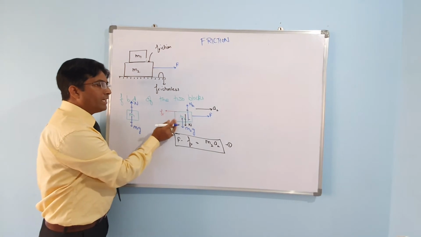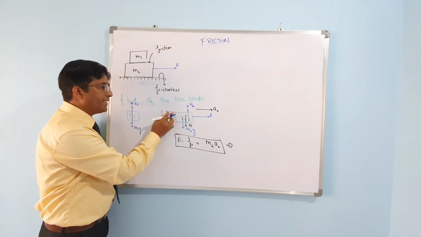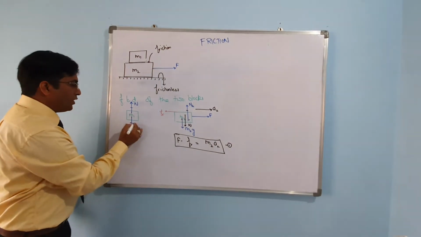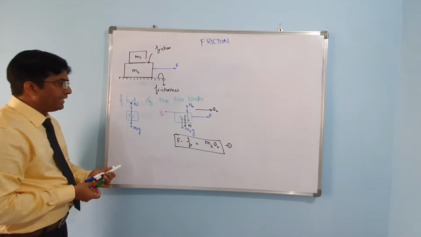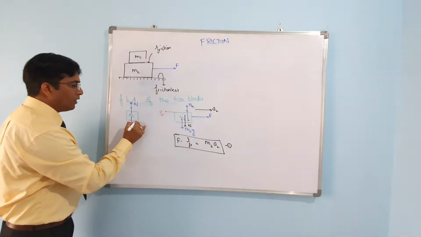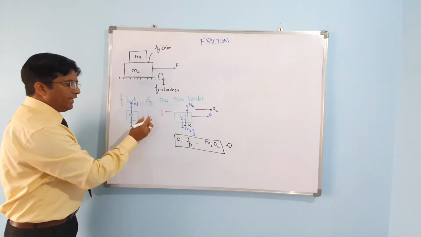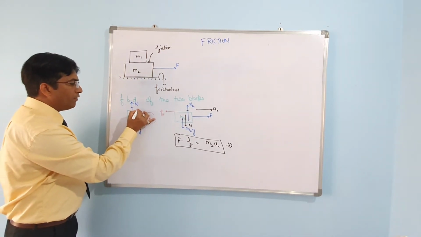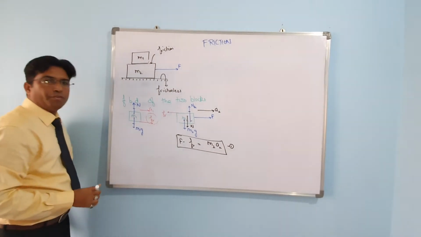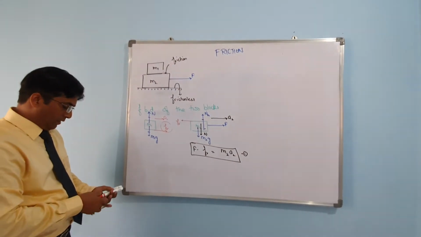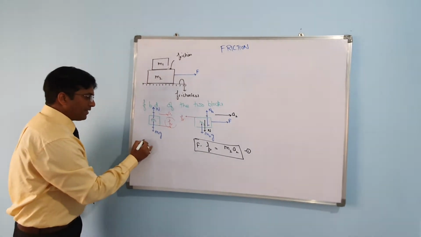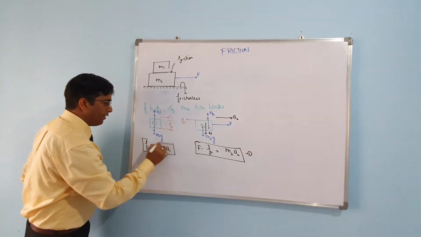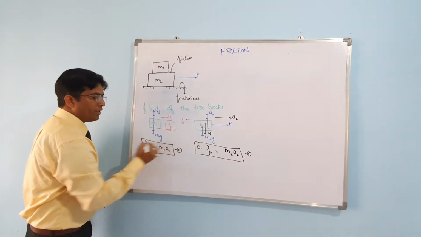Coming back, look at the FBD of M2. There is a friction acting on it to the left. As per Newton's third law of motion, friction will be acting on M1 in the right direction, somewhat like this. It is because of this friction acting in the forward direction that this block will have acceleration in the forward direction. So I can say that in this case Fr will be equal to m1 a1. This will be my equation number 2.